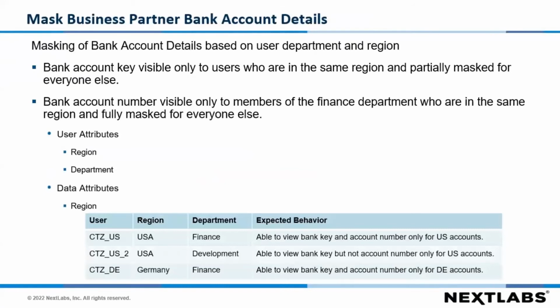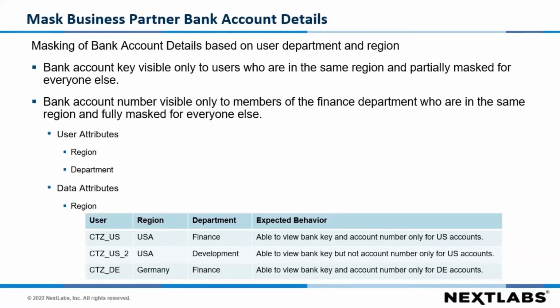In this demo, we'll show how you can mask bank account details based on a user's department and region. Specifically, we will implement a masking policy so that the bank account key is visible only to users who are in the same region, and it's partially masked for everybody else. The bank account number will be visible only to members of the finance department who are in the same region, and will be fully masked for everybody else.